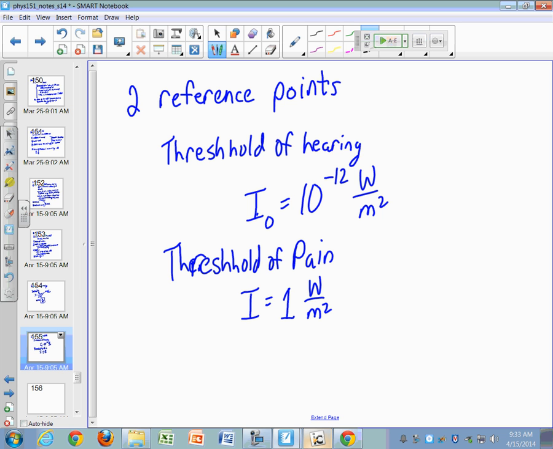All right, so this is sort of the range of hearing, that we can hear something from 10 to the minus 12 watts per square meter, and then safely up to 1 watt per square meter before we actually start feeling pain. Of course, that might be different for different people. If you've suffered hearing loss because you played in a rock band in high school or whatever, then your threshold of hearing might be greater than that. You can't hear quiet noises.